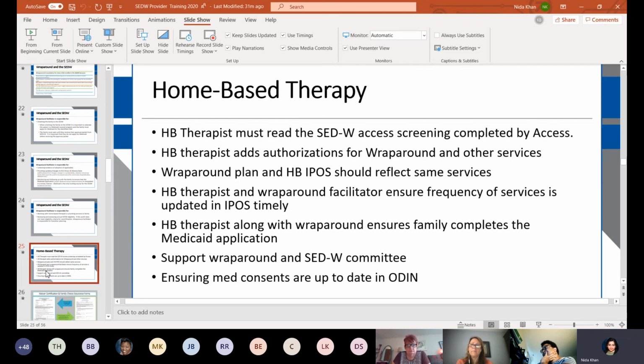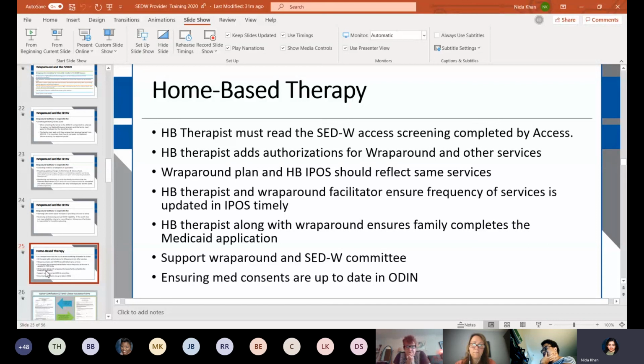Because when MDHHS comes and does their audits, they're looking at that progression. They're looking at that golden thread, starting from the access screening all the way to the progress notes. Are we seeing the golden thread or not? And that's very important, not just when OCHN is auditing, but also when the state comes and audits us. And home-based therapists have to add authorizations for wraparound as well as other services because they are the case holder.